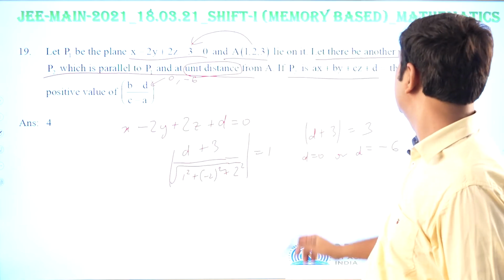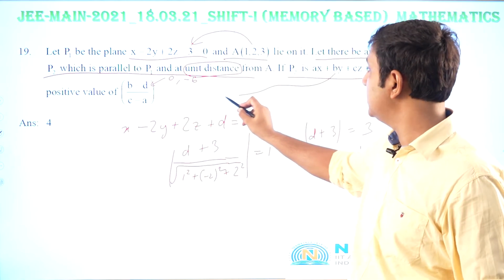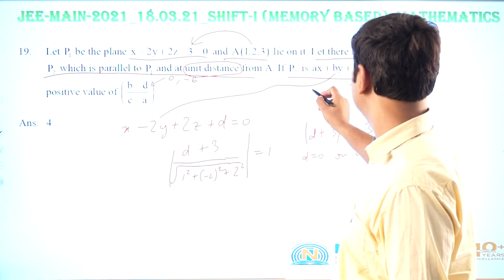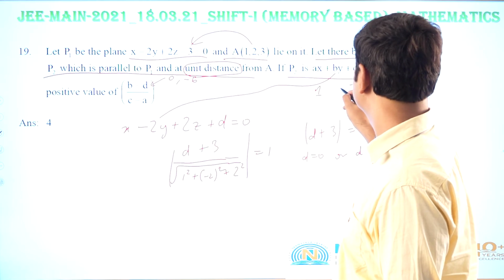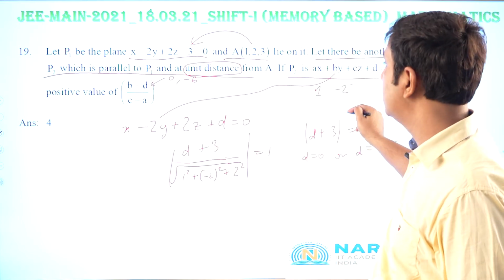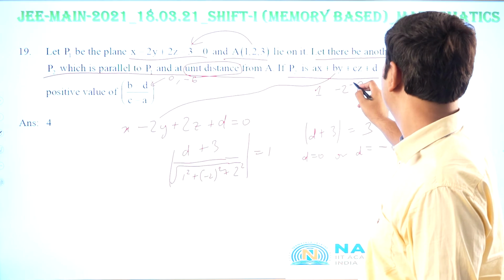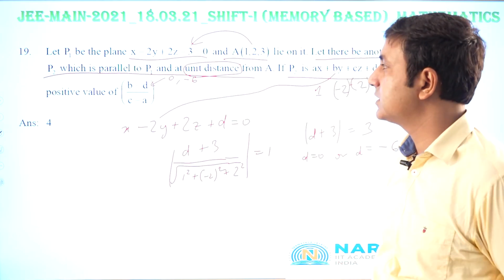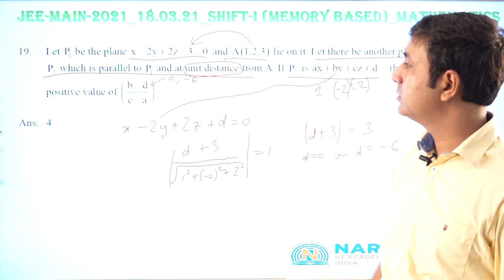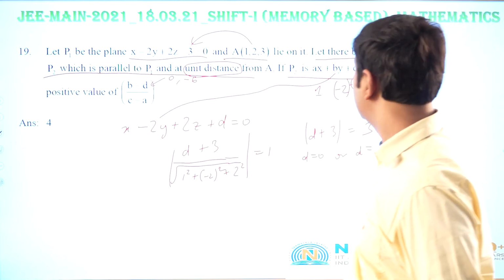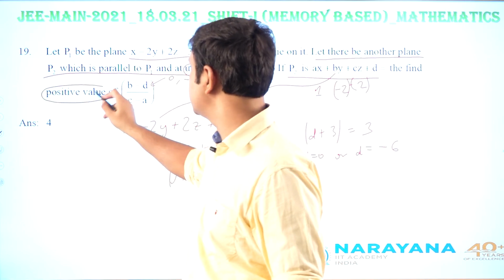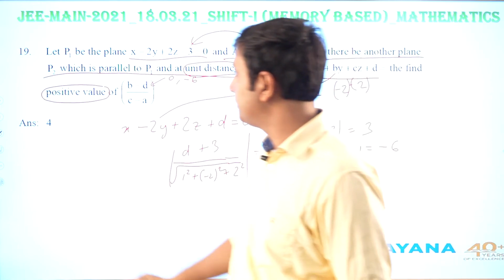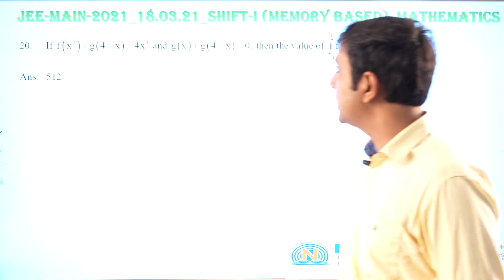B, notice that in place of b we will put minus 2. This is minus 2. C is 2, and D is either 0 or minus 6. We will put these values and we will mark the positive value of this. Apparently, with one of these values only, it will come positive. Moving on to the next question.